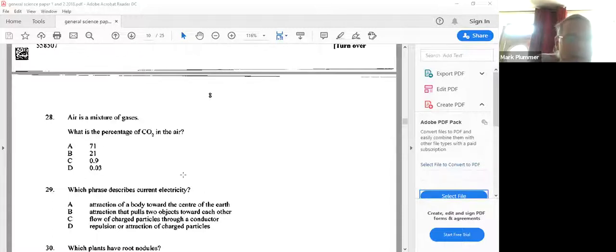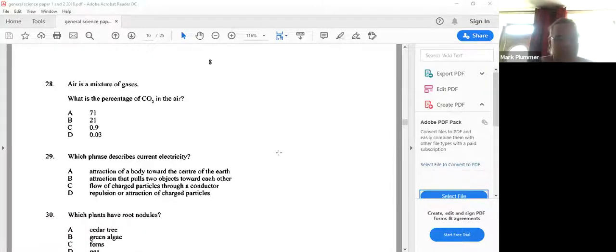Okay, number 29. What phrase describes current electricity? Well, is it an attraction? Nope. So by process of elimination, you can get rid of A and B. Is it a repulsion? No, it's not that either. But what is a current of electricity? It is a flow of charged particles through a conducting material. So the answer to number 29 is C.